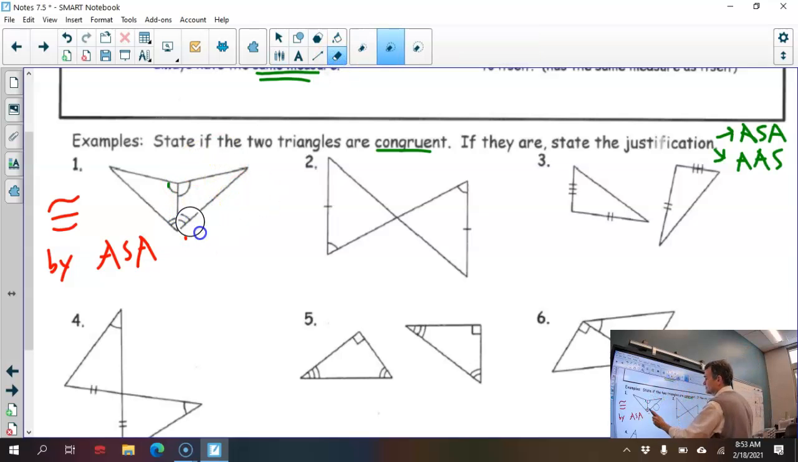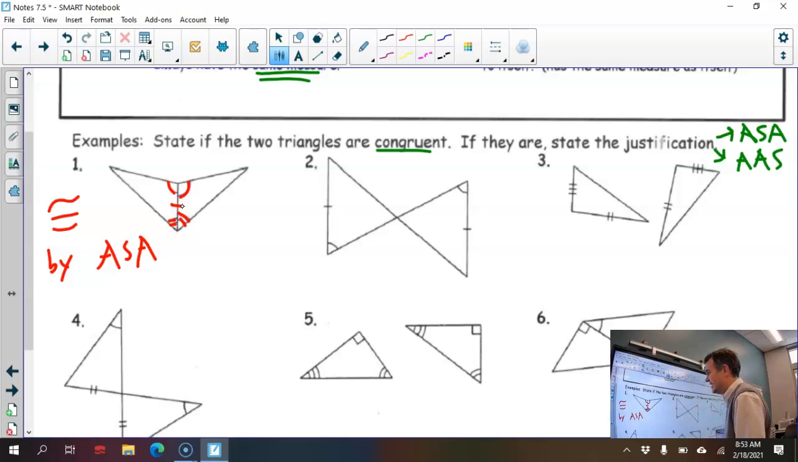Again, I have an angle equal to an angle, a second angle equal to a second angle, and the side between them are equal. That is the definition of angle, side, angle. All right, example 2. What do you see in this example?